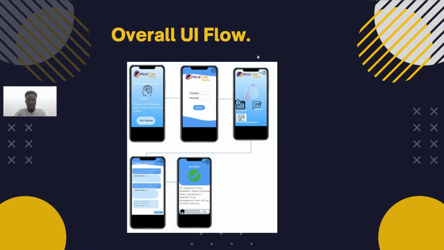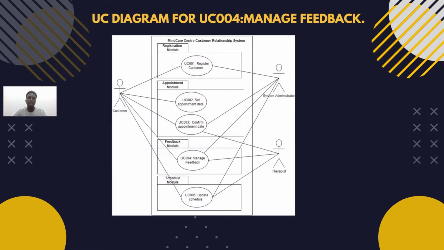Secondly, this is our overall UI flow. We have the welcome page, login, the main system, the feedback questions, and the last one we will explain in the prototype. This is our system use case, all of our system use cases. As you can see on the screen, the first use case is register customer. The second one, appointment module, set appointment and confirm appointment data. There are another two use cases, as you can see on the screen. This is my use case for manage feedback.